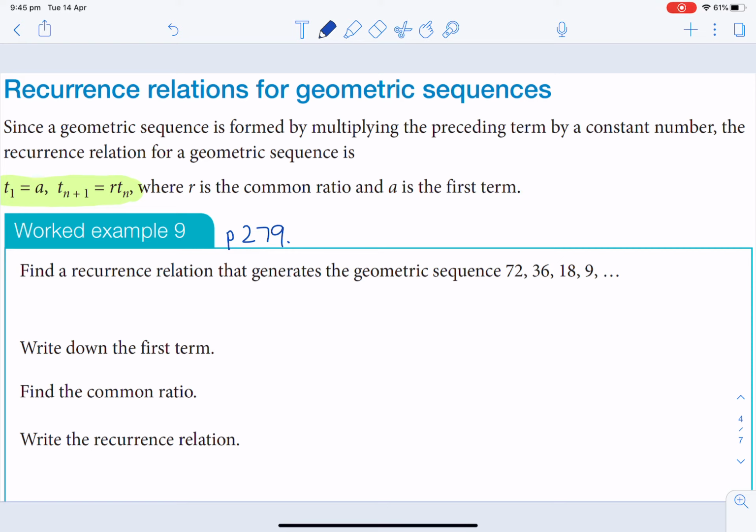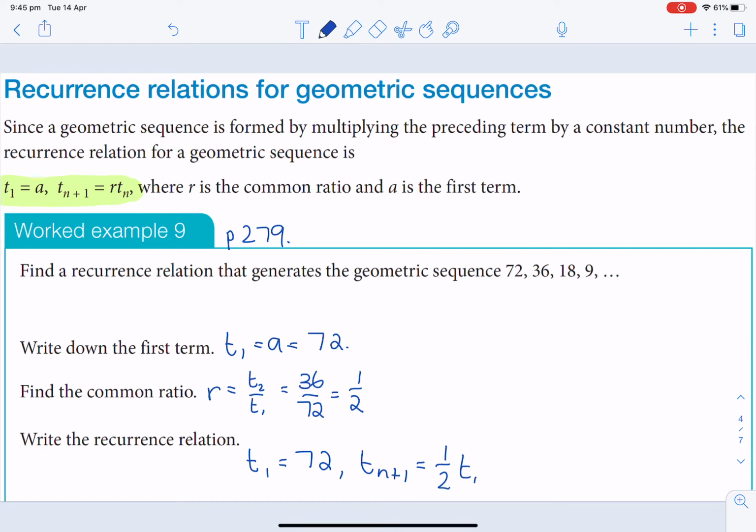So write down the first term. This is my A value. So I've got my T1 or my A value, and my first number is 72. Then my common ratio, my R value. I know that my R value is my second term divided by my first term. In this case it is 36 on 72 equals 1/2. All I do from there on in is substitute. Using the formula at the top, T1 equals A, and my A value is 72. T of n plus 1 equals 1/2 times T of n.